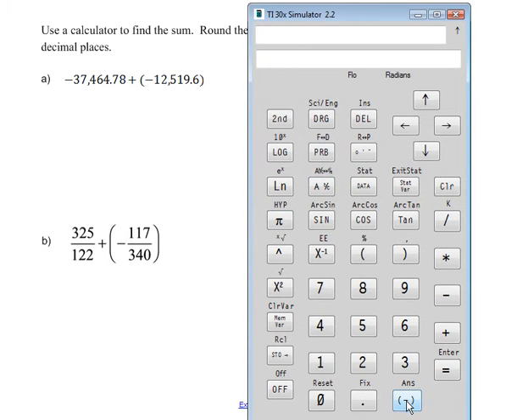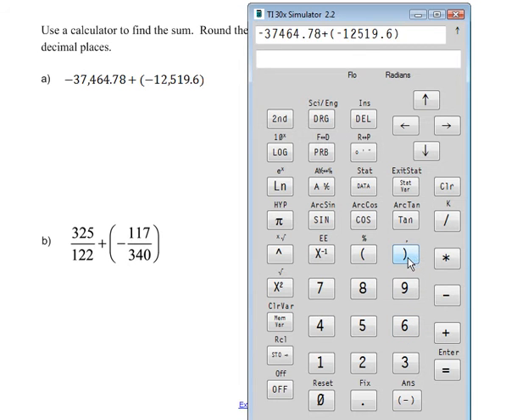So we have a negative, and then it's 37,464, and then we want to be sure that we get the decimal point in place and the 7, 8. It's a good thing to just pause and make sure that everything's been entered correctly and that you didn't press any numbers wrong. Now to that we're going to add, and we're going to use the parentheses just like the problem does here. We're going to put in a parenthesis, and then negative 12,519, and then a decimal point and a 6, so we have the 6 in the tenths place.